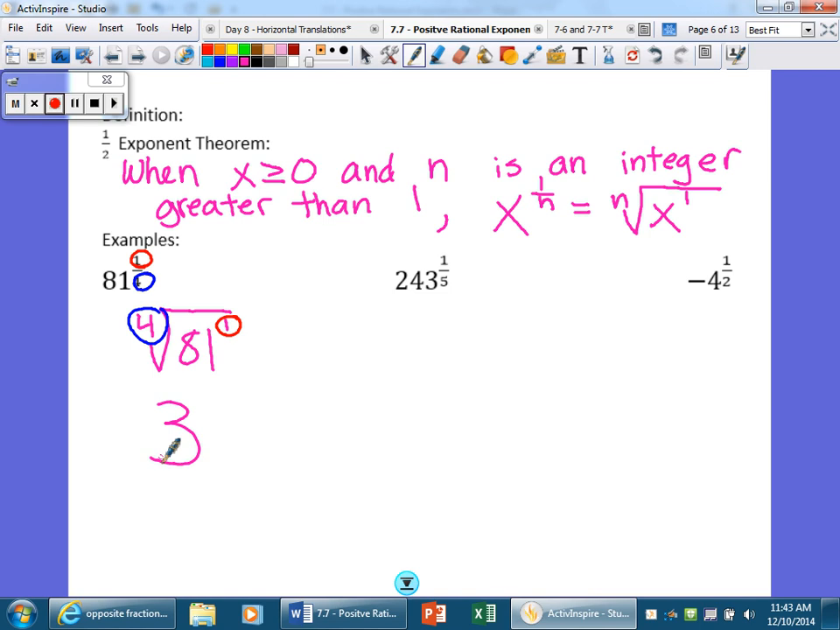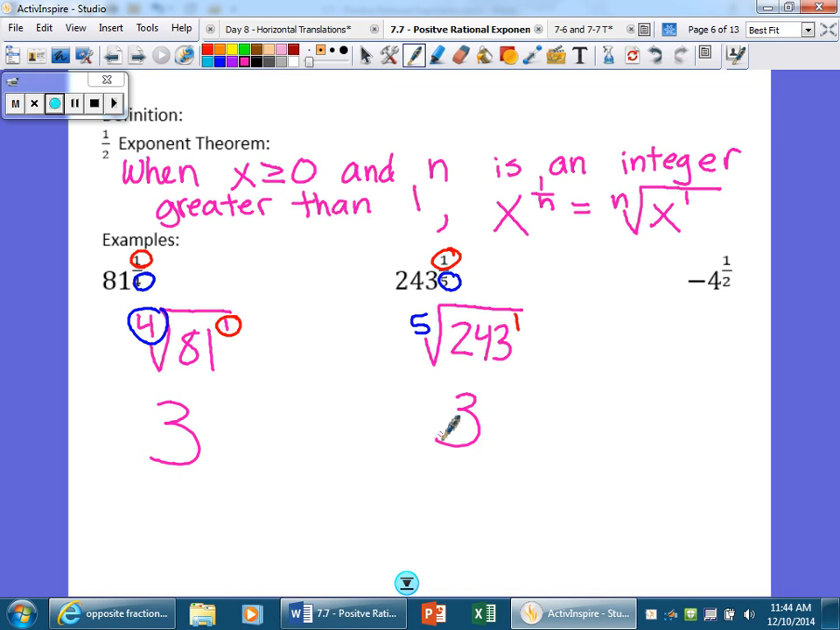All right, my next one, I'm going to rewrite it again. Okay, so my 5 is my denominator, so that number goes outside my root, and then I have 243, and then I'm going to raise it to the first power. So raising it to the first power just means it's going to stay the same. So when I actually do that out, I get an answer of 3.